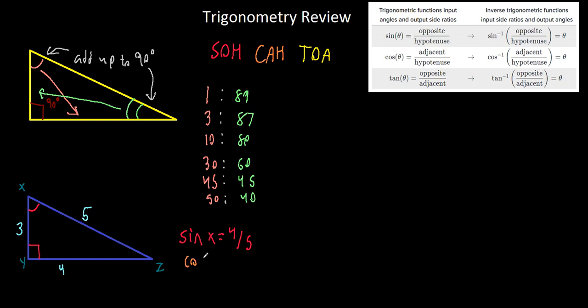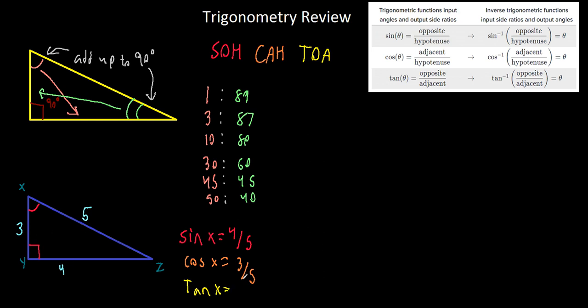What about cosine of X? Cosine of X would be adjacent over hypotenuse, and adjacent is the side right next to it. You might say there are two sides next to it. Yes, there are two sides right next to X, but one of them is the hypotenuse, so the adjacent is the other one, which is 3, over the hypotenuse, which is 5. And then, of course, tangent is the exact same thing, just opposite over adjacent.